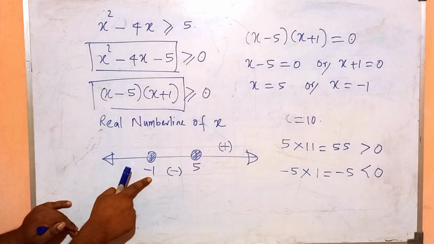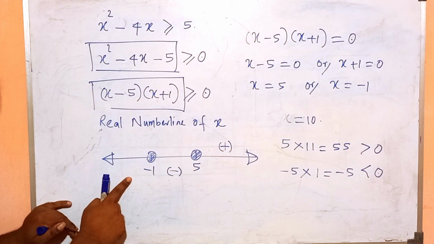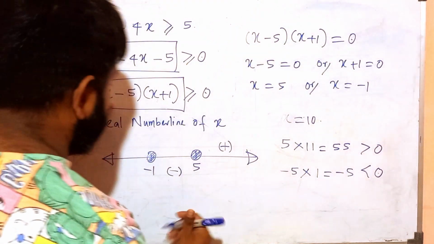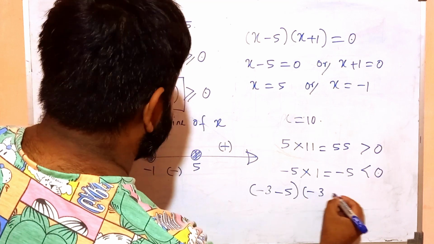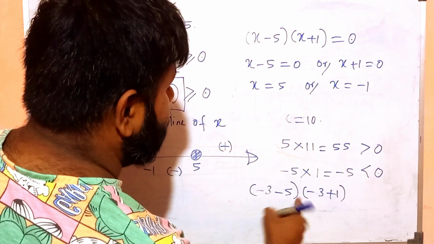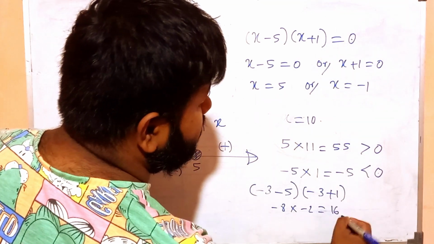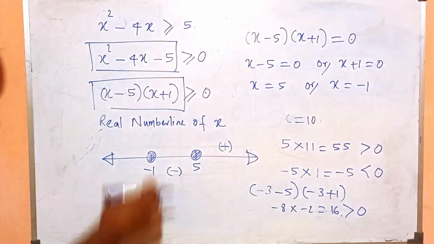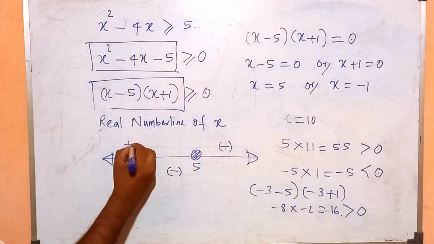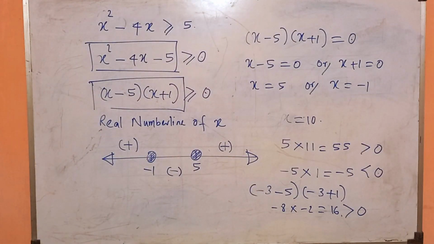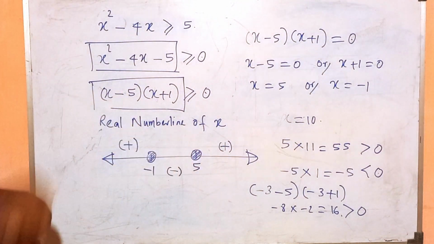Okay. So what happens if x is smaller than minus 1? Think of a number which is smaller than minus 1. Let's say minus 3. Substitute minus 3 here. Minus 3 minus 5 into minus 3 plus 1. If we add these, minus 8 into minus 2, which is equal to 16. That is greater than 0. So in this region, when x is smaller than minus 1, this expression is positive. Okay, so we have checked the signs in these three intervals of x.